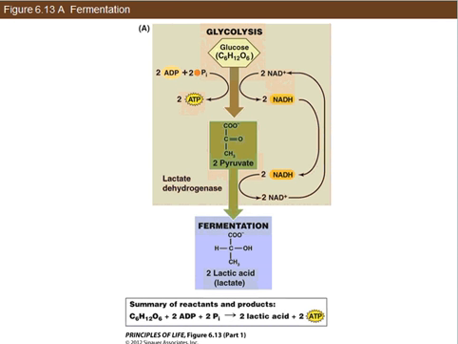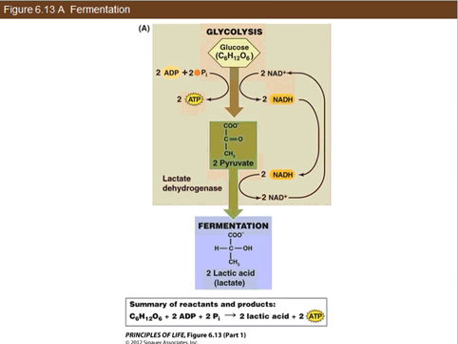So in lactic acid fermentation, glucose splits, makes 2 ATP, makes 2 NADHs, just like we do normally. But in the second step, the pyruvate is not going to be converted into acetyl-CoA to go into the Krebs cycle. Instead, the NADH is going to be oxidized, and it's going to reduce the pyruvate into lactic acid.